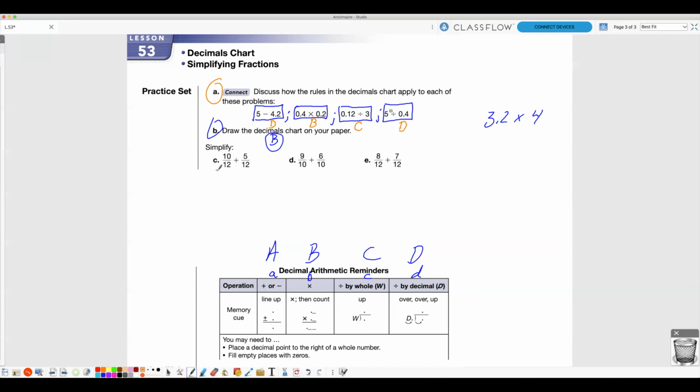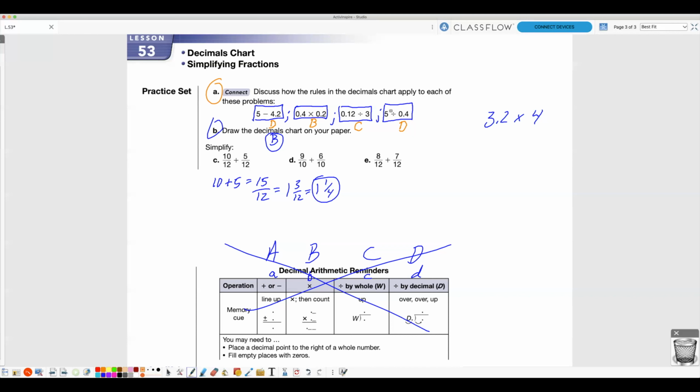All right, let's try letter C, 10/12 plus 5/12. In this case, you would simply have to add up. You don't actually use the decimal arithmetic reminders at all for this because these are fractions. So you end up with 10 plus 5, which equals 15. The denominator stays the same, but this has to be reduced to 1 and 3/12, which also can be reduced to 1 and 1/4 in this case for letter C.